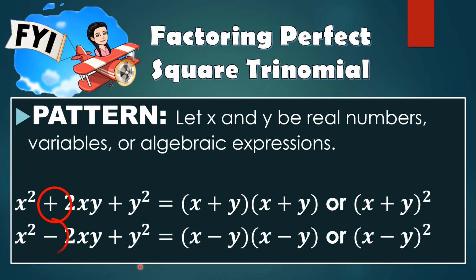Now, anong pinagkaiba nila? Very good. Ang kanilang operation. Dito, x plus 2xy. So, ang middle term nito ay nakamultiply sa positive 2. Dito naman, ang middle term ay nakamultiply sa negative 2. Kung positive to, tandaan, lahat ng factors ay parehong addition. Kung minus naman, ang mga factors ay parehong subtraction.